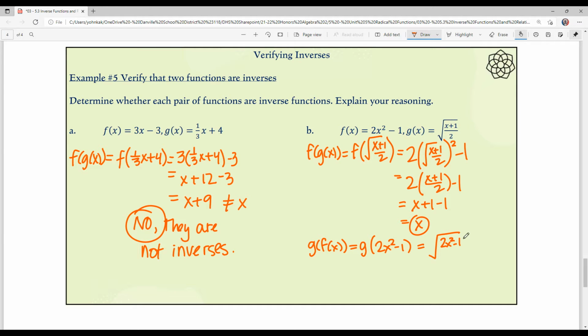There's still a plus 1 in the numerator, and there's a 2 on the bottom. So if I simplify the numerator, I get 2x squared over 2. If I cancel the 2's, I get the square root of x squared. And the square root of x squared is x. So since we got them to both equal x, yes, they are inverses.